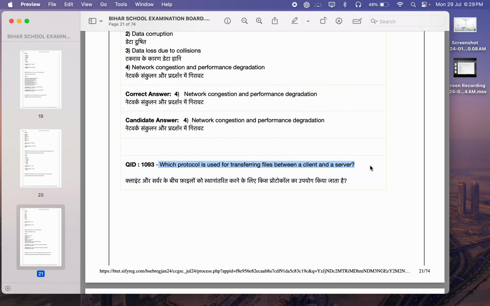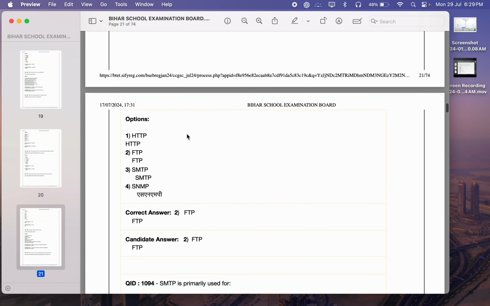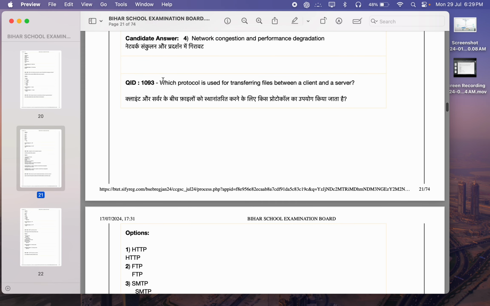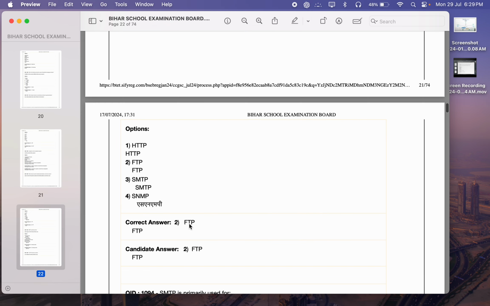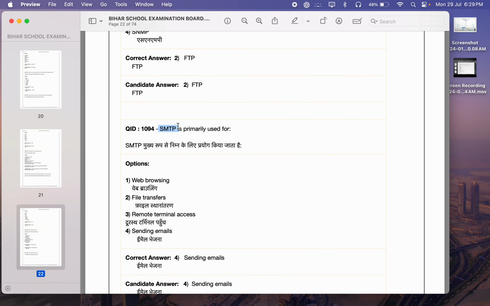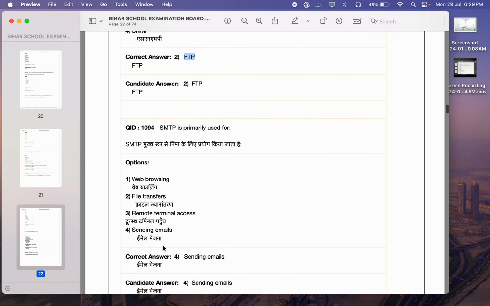Which protocol is used for transferring files between a client and a server? To transfer files between a client and a server, the answer would be FTP. So if you want to transfer files between a client and server, FTP is the right answer. SMTP stands for Simple Mail Transfer Protocol. FTP stands for File Transfer Protocol.